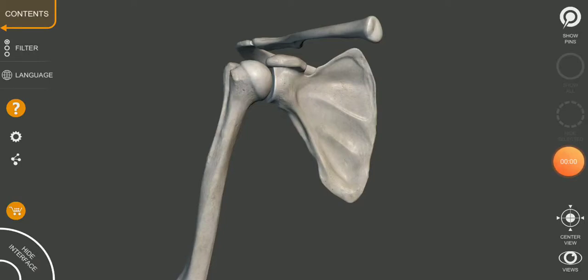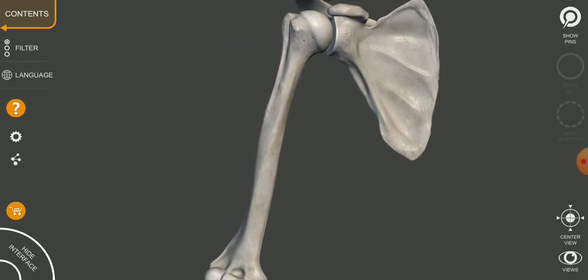Hi, my dear doctors. We started studying the anatomy of the bones of the upper limb. In the previous video we started with the scapula. Now in this video we will study the humerus bone.